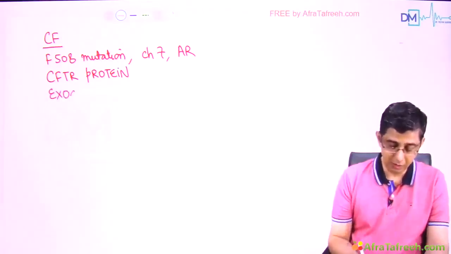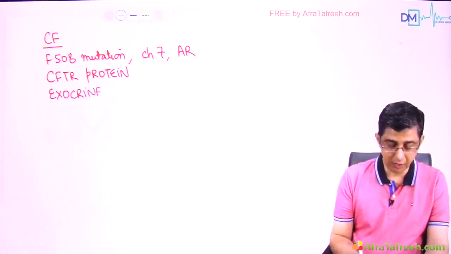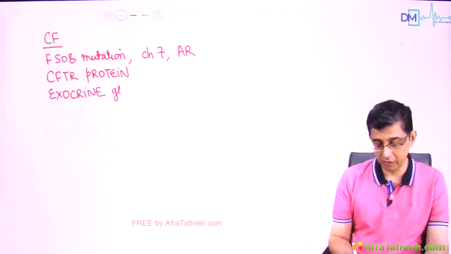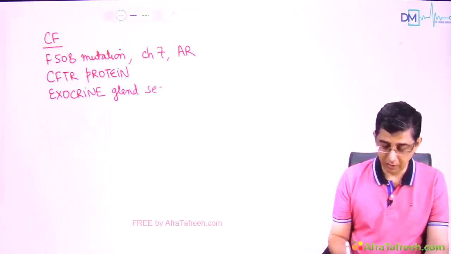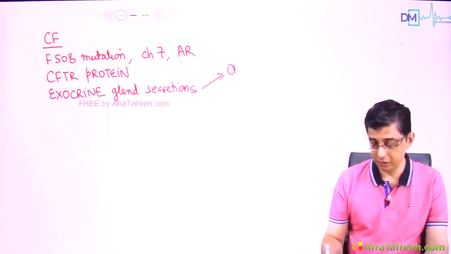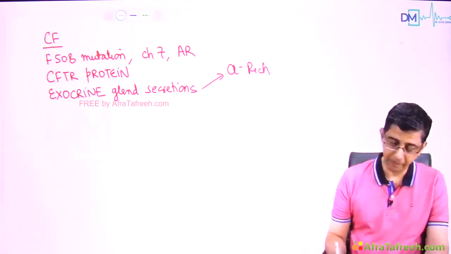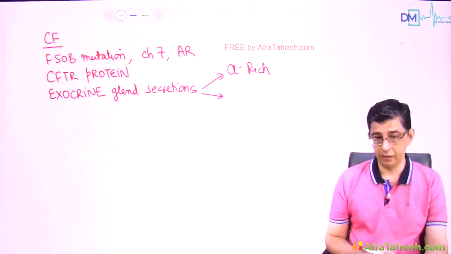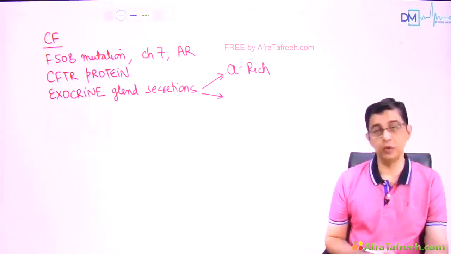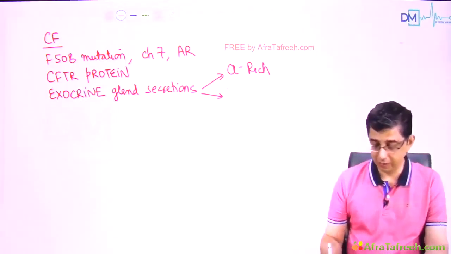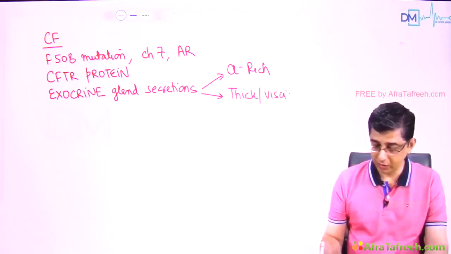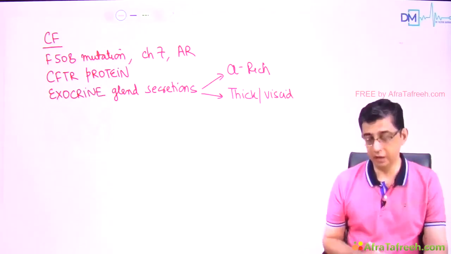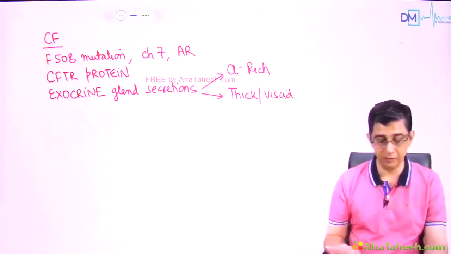Since this disease can involve the exocrine glands, and even the endocrine glands are involved, but since it involves the exocrine gland secretions, the manifestations encountered in these patients would be: one, these secretions would be chloride rich. The second manifestation is that the secretions will be very thick and viscid, and because they are thick and viscid, the risk of inspissation would be significantly increased, or the clearance of these from the airways would be impeded.